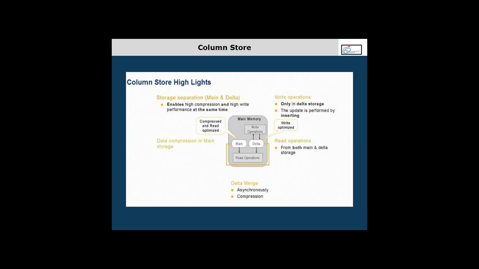So whenever I create a column store table, it would have a main store and a delta store. Main store is a column store mechanism, more optimized for reading. Delta table is more optimized for writing, more of a row store. So every write operation will get into what? Delta. And every read operation will be from both main and what? Delta. And how do you move data from the delta table to the main table? By performing a process called delta merge.